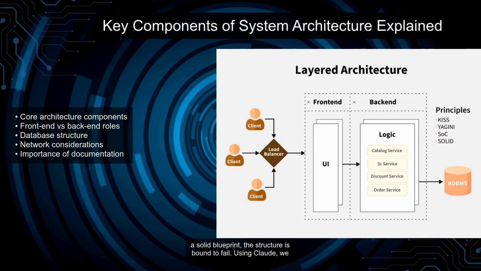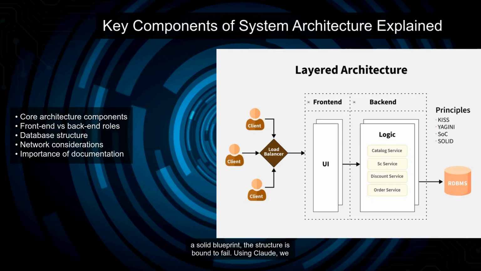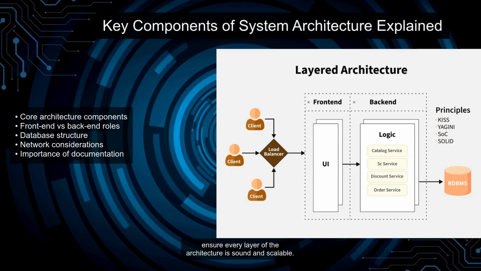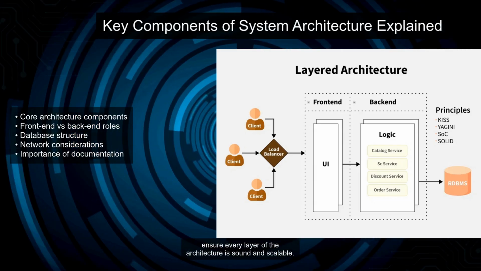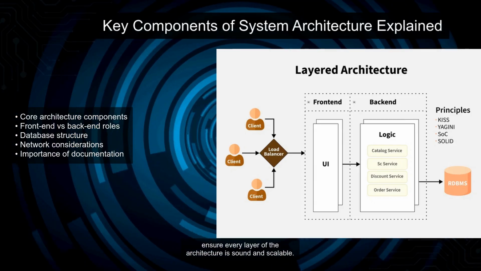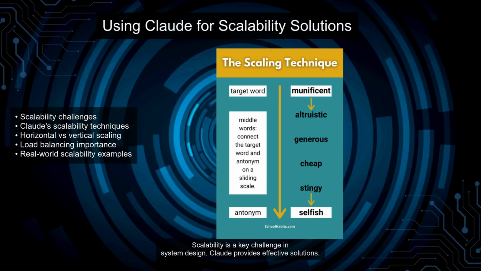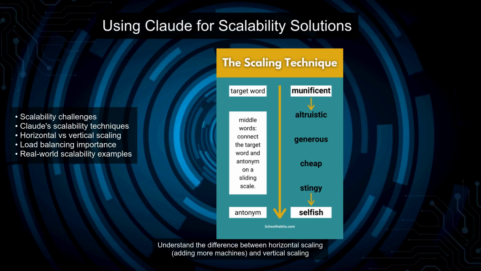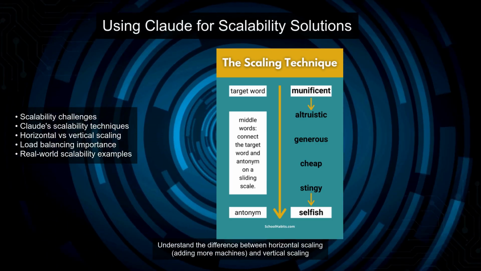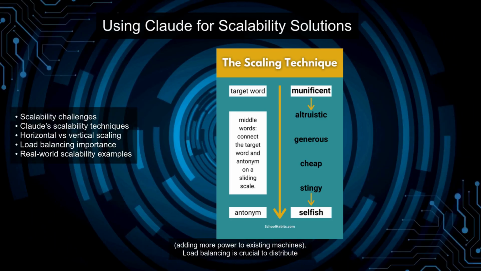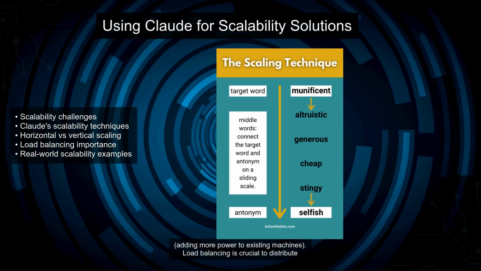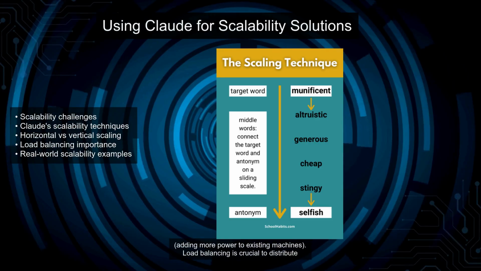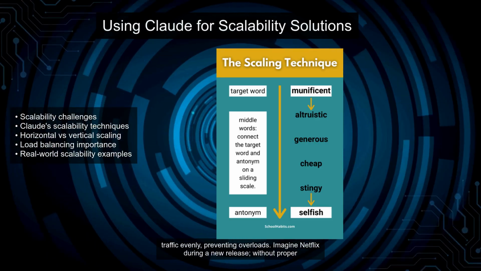Consider it like building a skyscraper. Without a solid blueprint, the structure is bound to fail. Using Claude, we ensure every layer of the architecture is sound and scalable. Scalability is a key challenge in system design. Claude provides effective solutions. Understand the difference between horizontal scaling, adding more machines, and vertical scaling, adding more power to existing machines. Load balancing is crucial to distribute traffic evenly, preventing overloads.